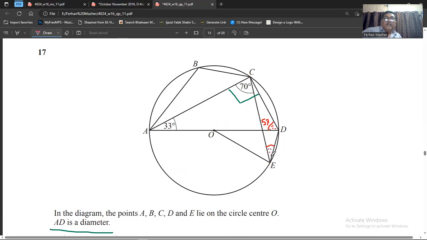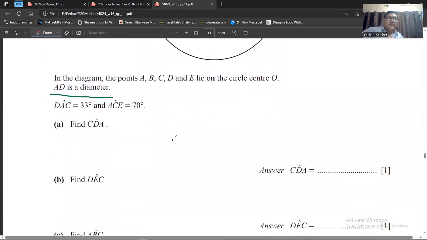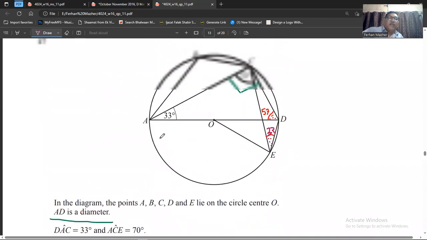So DEC. Look here. CD is a chord and it comes to the circumference here. It subtends this angle E. The CD went to the circumference at point A and subtends an angle of 33 at the circumference. So this angle and this angle will be the same. So this will be 33. So the DEC will be 33. I hope you understand.